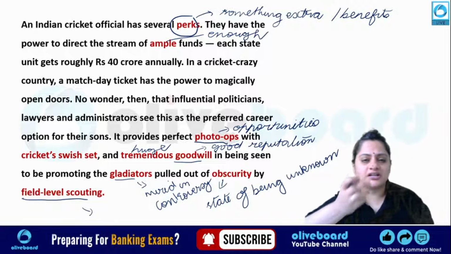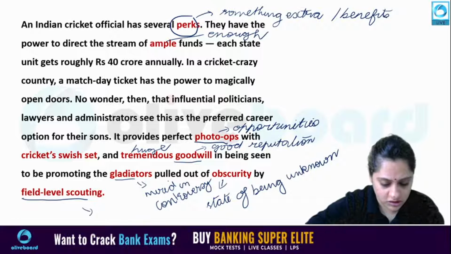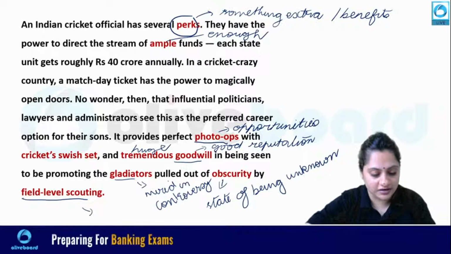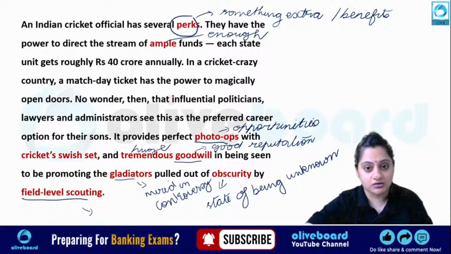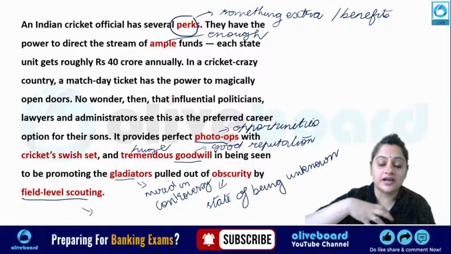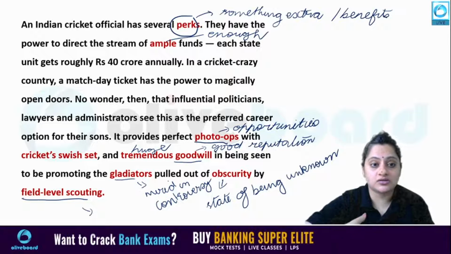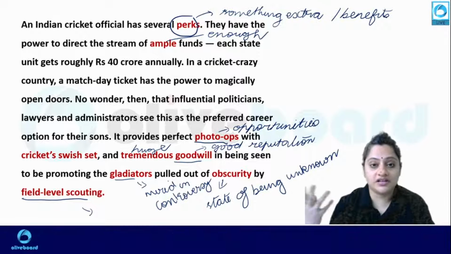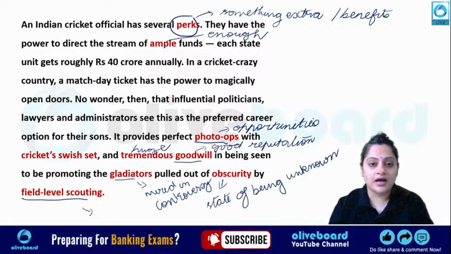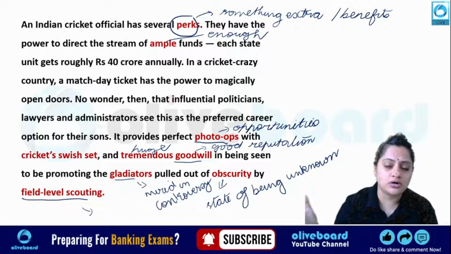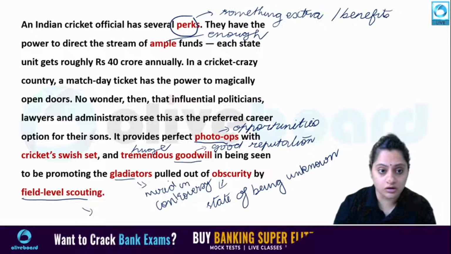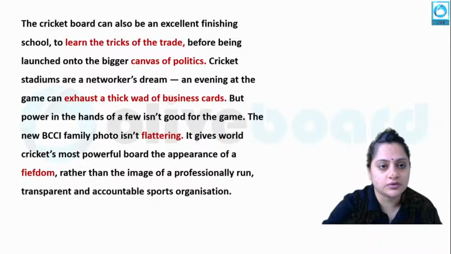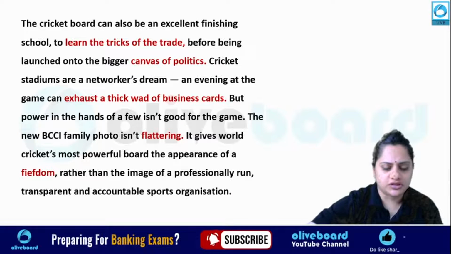Field level scouting is also a cricket term, and you can check its meaning. It is the regular examination of the field, to measure the cricket field. Basically, the last few lines are saying that they get an opportunity for perfect photographs with the best, tremendous goodwill and good reputation by being seen with these influential people on the field. And general people who are not known are pulled out of obscurity. It is an exclusive group, and everybody would like that opportunity to be seen with them.